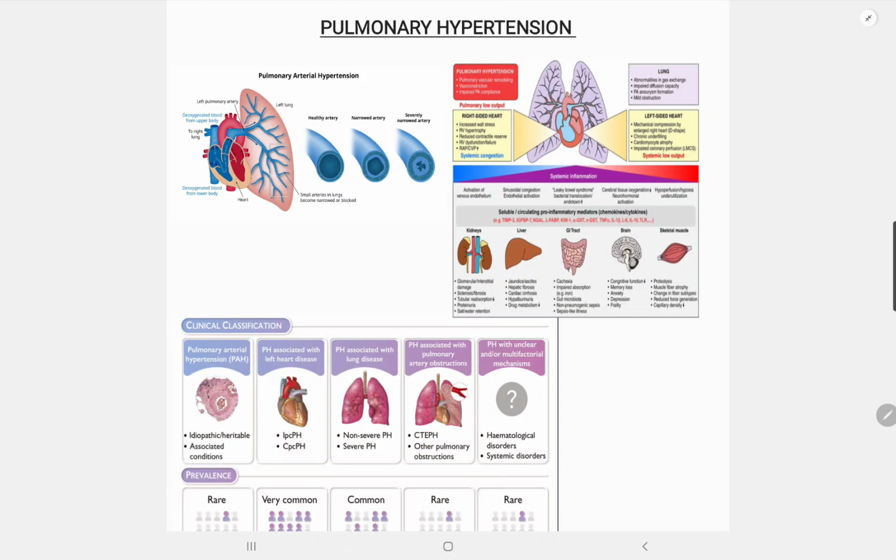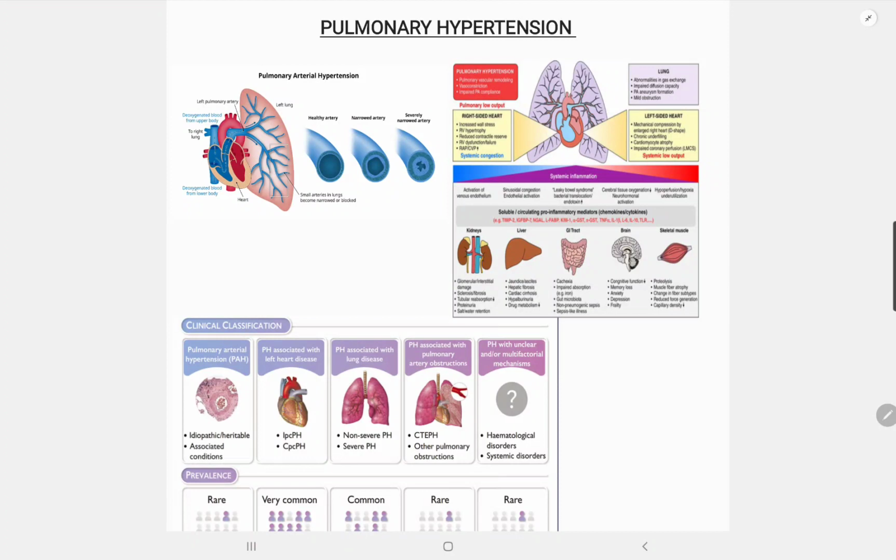Now, how is pulmonary hypertension treated? There is no cure for pulmonary hypertension. However, there are many different types of treatments, including inhaled medication, medication given through the veins or under the skin, medicine to reduce the swelling in the legs, which is diuretics, and oxygen therapy.